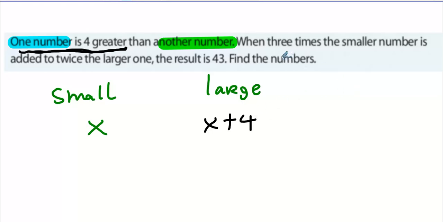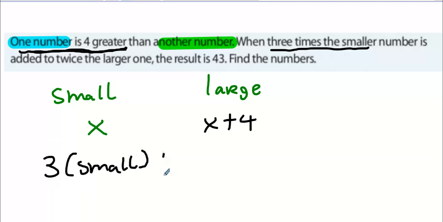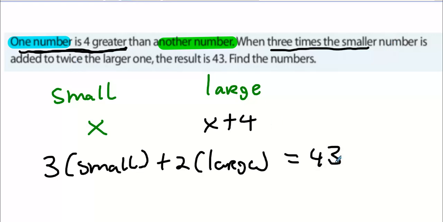Now, 3 times the small, 3 small plus 2 large. Do you see what I'm doing with the language there? Everybody see it? 3 small plus 2 large equals 43. Now, here's what I'm going to do now.